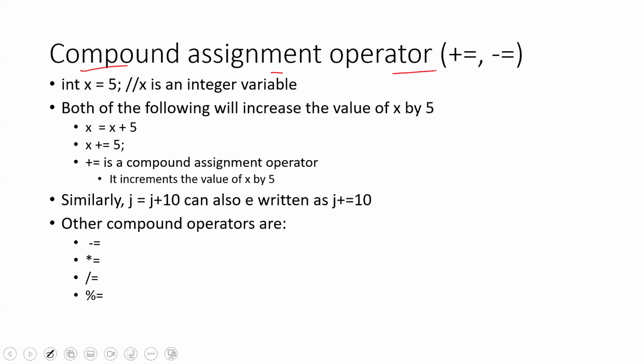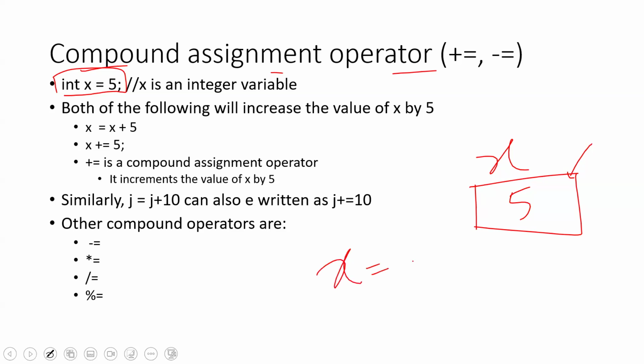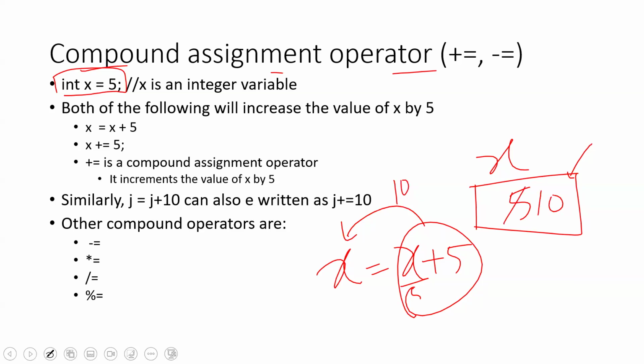Okay, now compound assignment operator. What is a compound assignment operator? Think about it: I am declaring int x equals 5. If you write int x equals 5, you get a box for x, and what do I have inside this box? 5. Now, if you want to add 5 to this, how do you write it? You write x equals x plus 5, right? So x equals x plus 5 means what? We have x equals 5, so 5 plus 5 is 10. It will put that 10 in x. So if you write x equals x plus 5, it will increase the value of x by 5. Whatever x was, x will increase by 5.